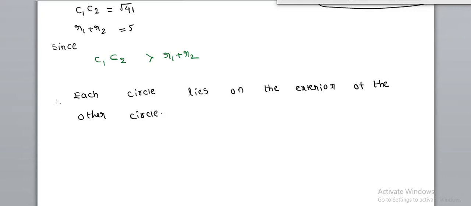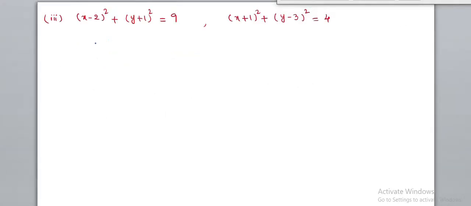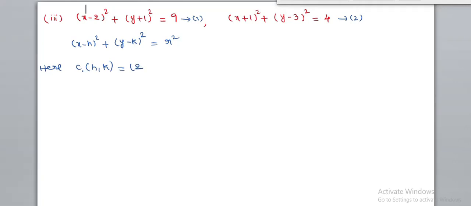Next problem. Given 2 circles, we are comparing them. This is the first circle, this is the second circle. What is the comparing circle? (x minus h) whole square plus (y minus k) whole square is equal to r square. Here (h, k) is the center. For the first circle C1, the center is (2, minus 1). The radius: 9 is written as 3 square, so the radius is 3.